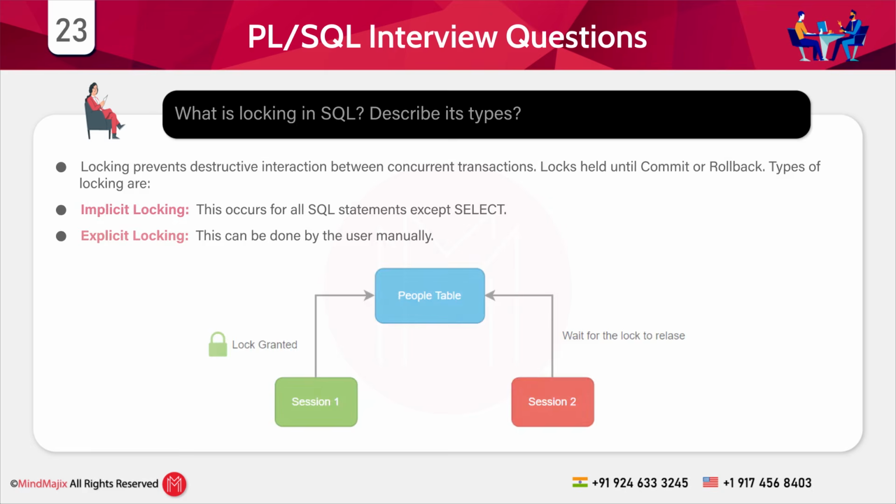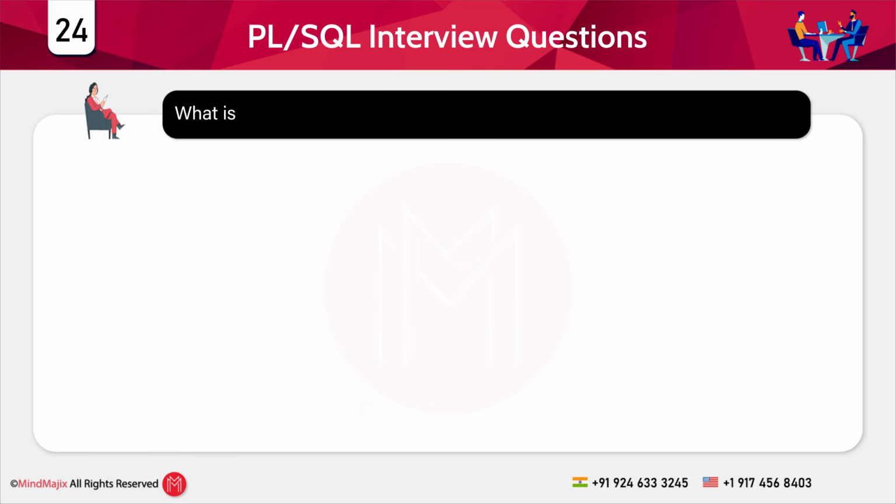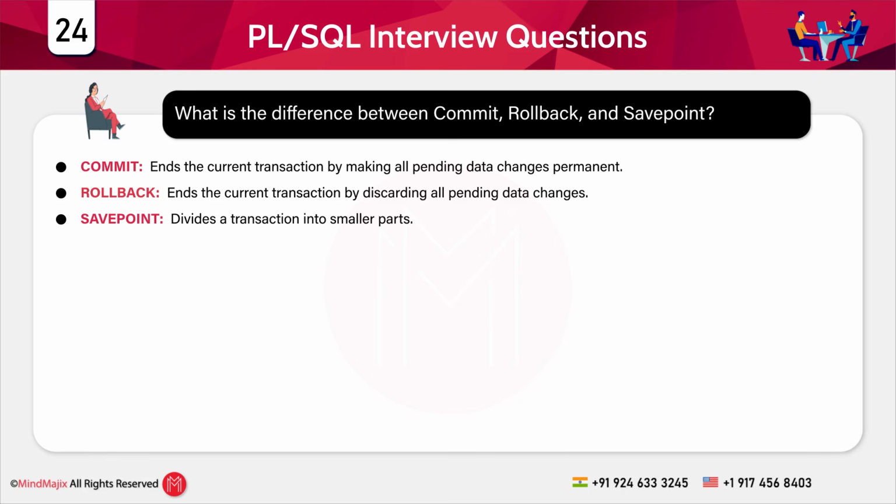The next question is, what is the difference between commit, rollback, and Savepoint? Commit ends the current transaction by making all the pending data changes permanent. Rollback ends the current transaction by discarding all the pending data changes. And Savepoint divides a transaction into smaller parts. So you can roll back the transaction to a particular named Savepoint.